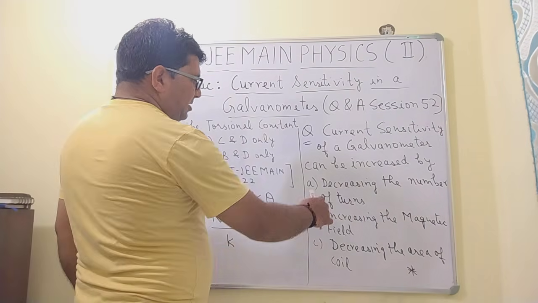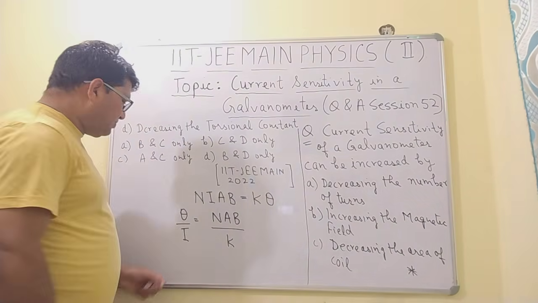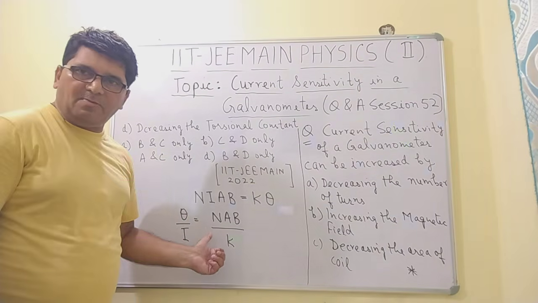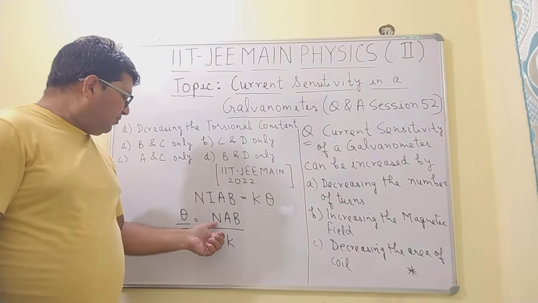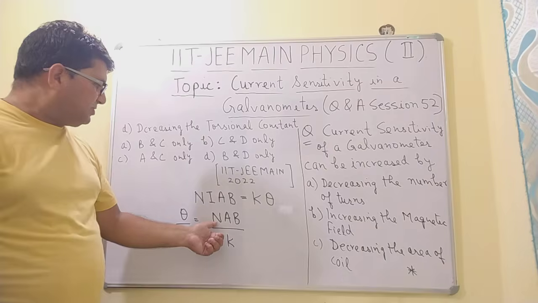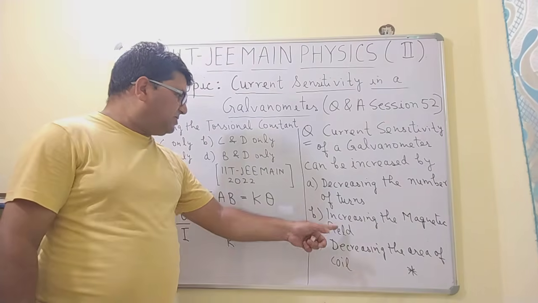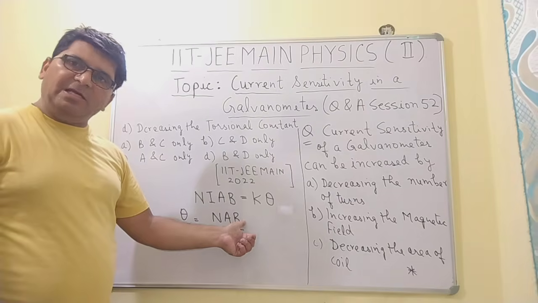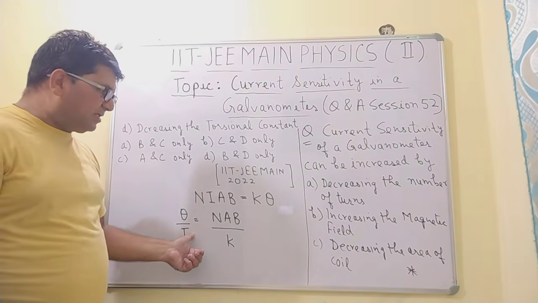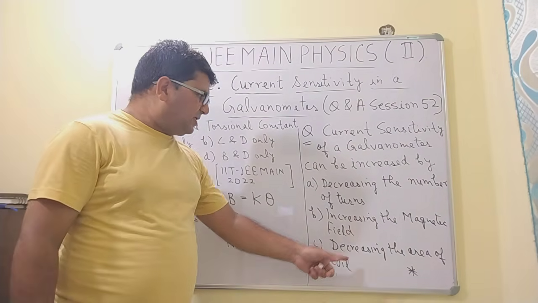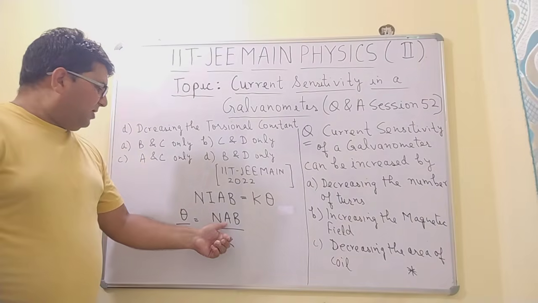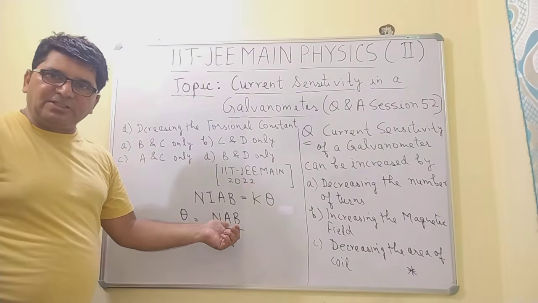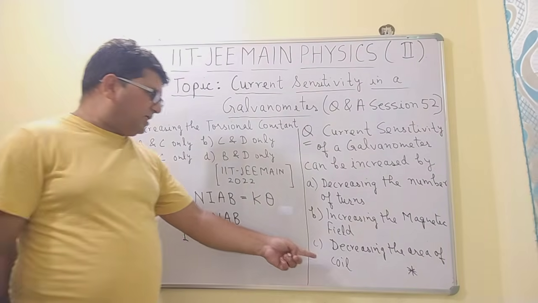So the first option is decreasing the number of turns. No, it is not possible. If we decrease the number of turns, then the current sensitivity will decrease. So this is not the correct option. Increasing the magnetic field: if I increase the value of B, definitely the current sensitivity will increase. So this option is correct. Decreasing the area of the coil: no. If I decrease the area of the coil, then the current sensitivity will decrease. So this is not the correct option.